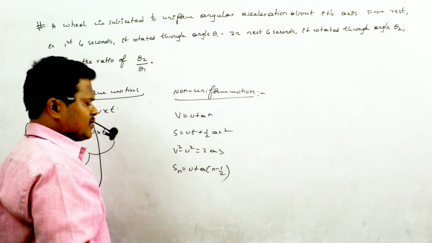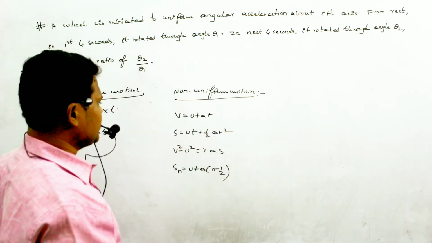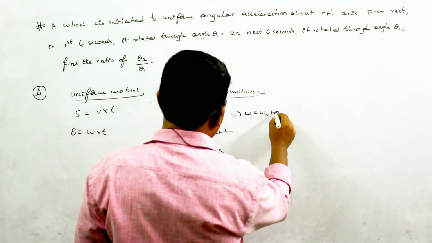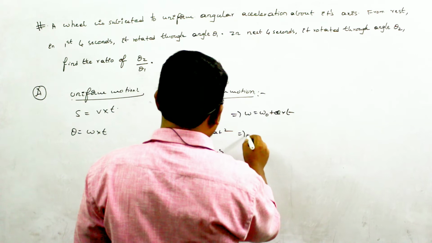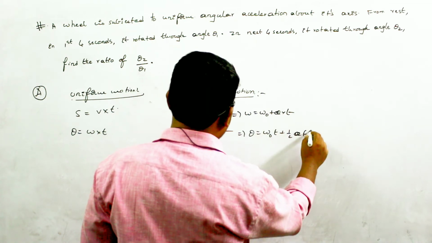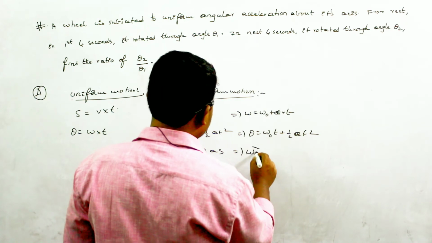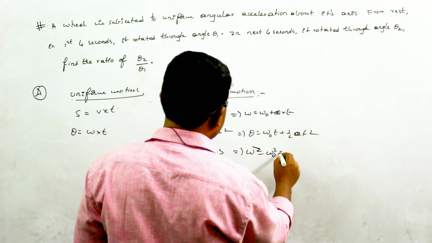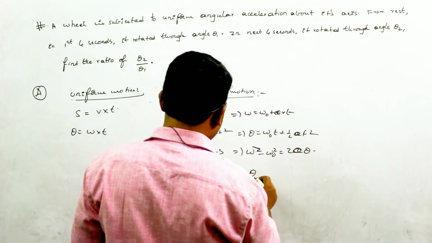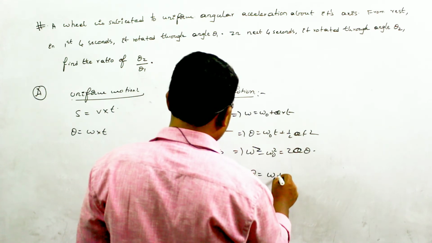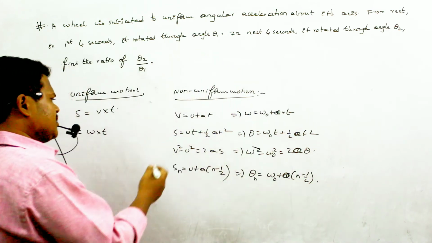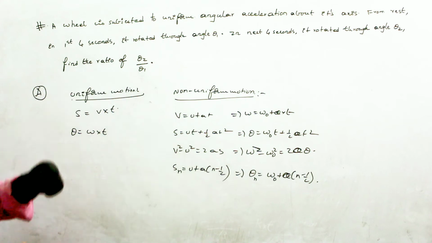And the analogous equations of these we have also studied in circular motion, which we can write as omega is equal to omega naught plus alpha into t, theta is equal to omega naught t plus half alpha t square, and omega square minus omega naught square is equal to 2 alpha theta, and theta in the nth second is equal to omega naught plus alpha into (2n minus 1) by 2. So these equations we can use now in this condition.